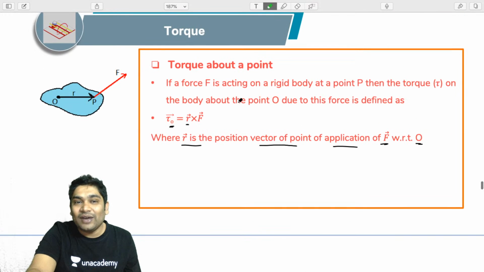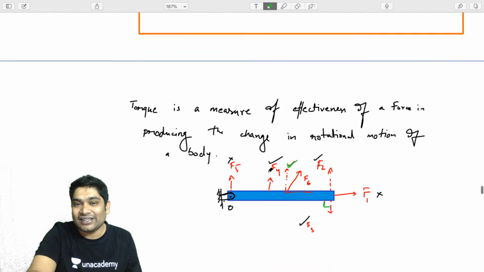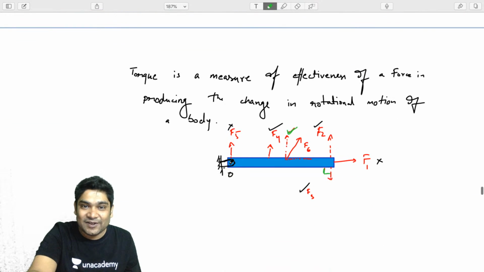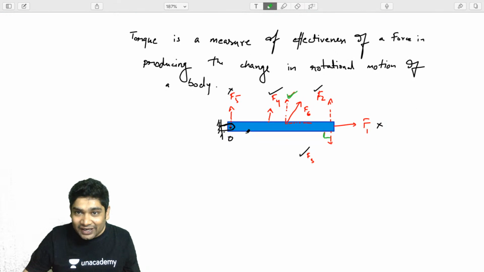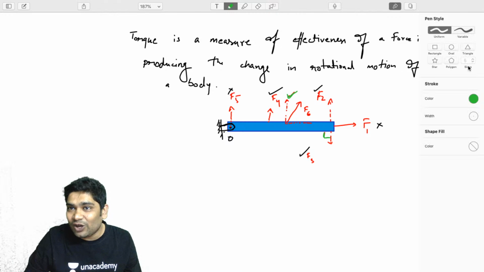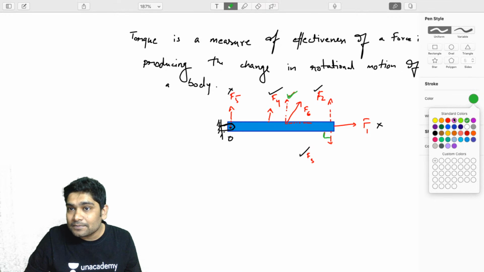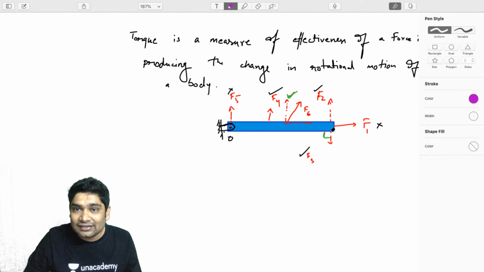What do I mean when I'm saying rotation about a point? Say if this is fixed about this, then you realize it will rotate about this only. But in my definition, if my O lies here, imagine if I wanted to calculate the torque of this about a point O dash, which lies here only in this line, O dash.